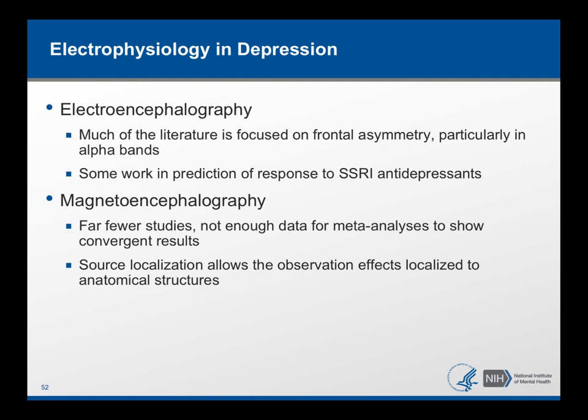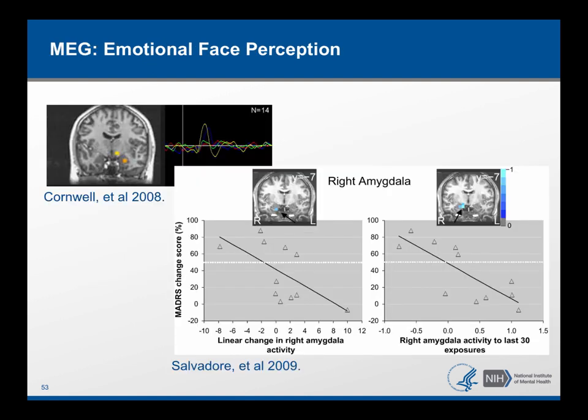And we can also look at this with magnetoencephalography, or MEG. There are far fewer studies looking at depression, and there really aren't enough for meta-analyses to show convergent results at this point. However, one nice thing about MEG is we can perform much more accurate source localization so that we can localize these electrophysiological effects to actual anatomic structures.